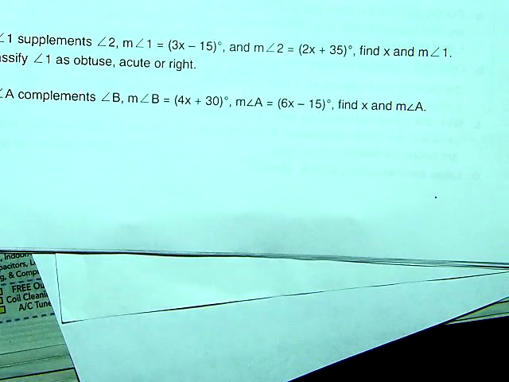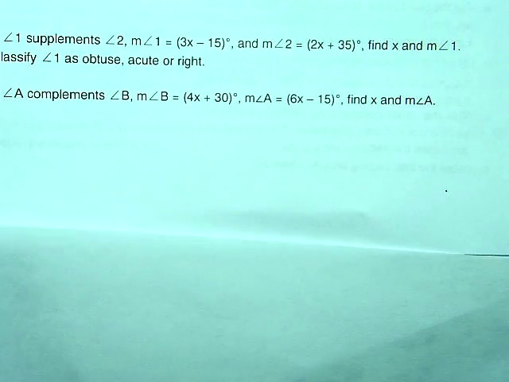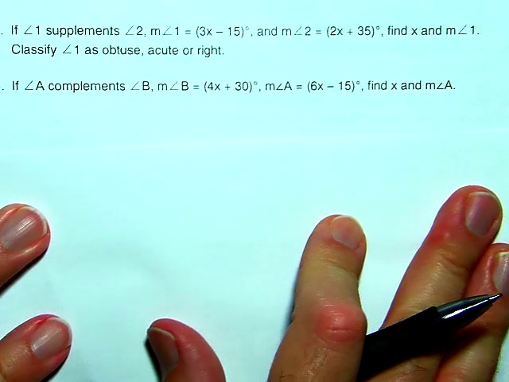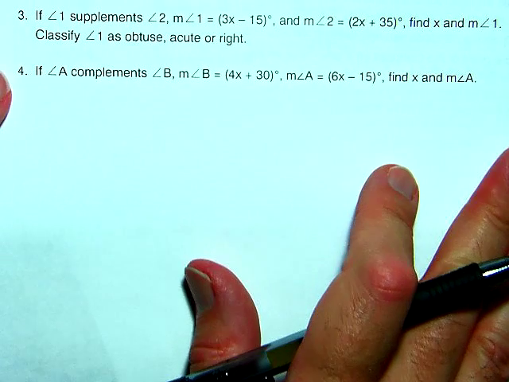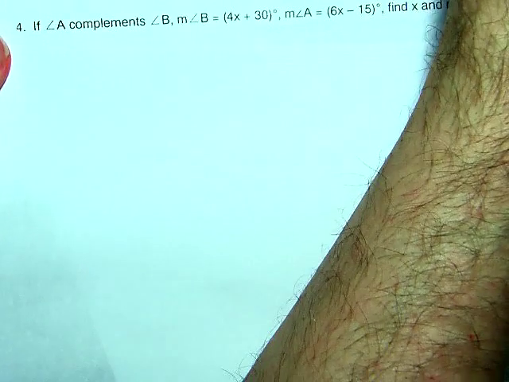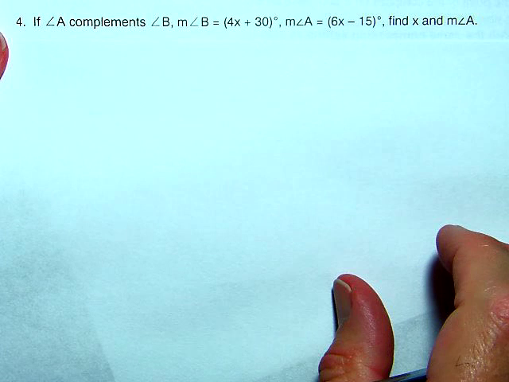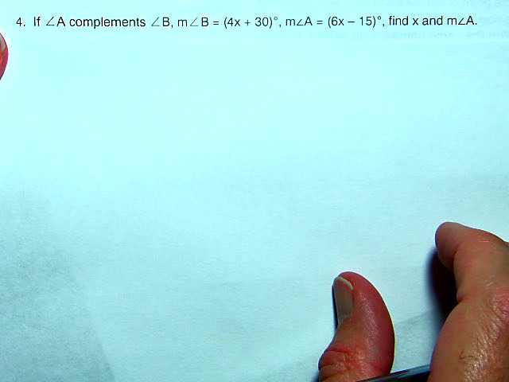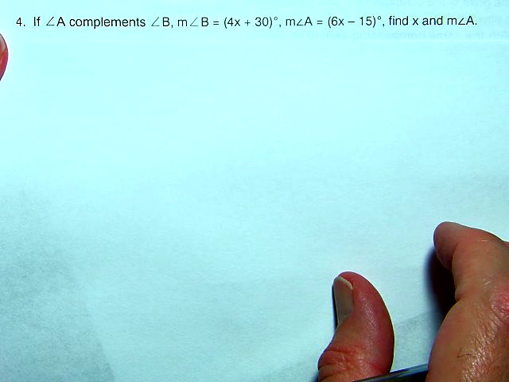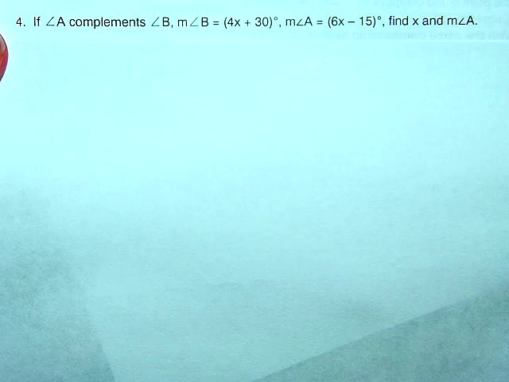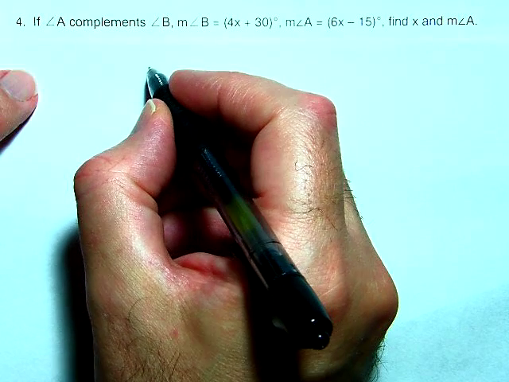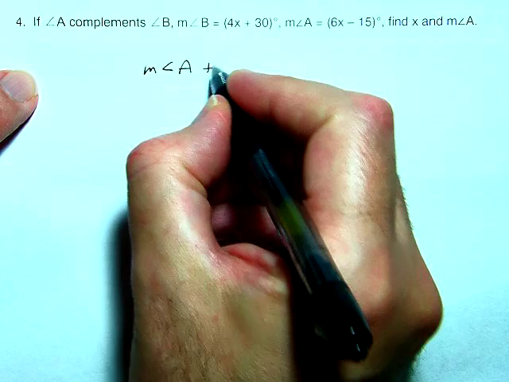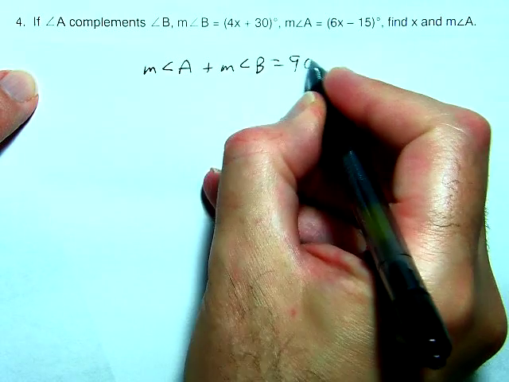Let us now do problem 4, which is another word problem. This problem reads that if angle A complements angle B, and also the measure of angle B is 4x plus 30, and the measure of angle A is 6x minus 15, find both x and the measure of angle A. So if angle A complements angle B, then that means the measure of angle A plus the measure of angle B is equal to 90 degrees.